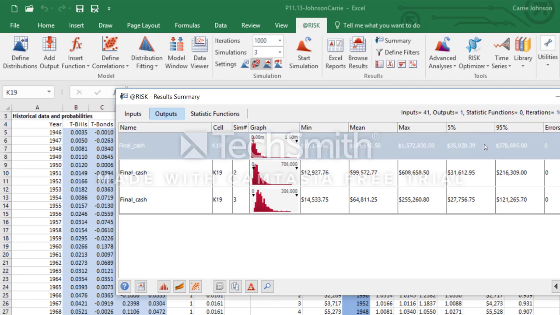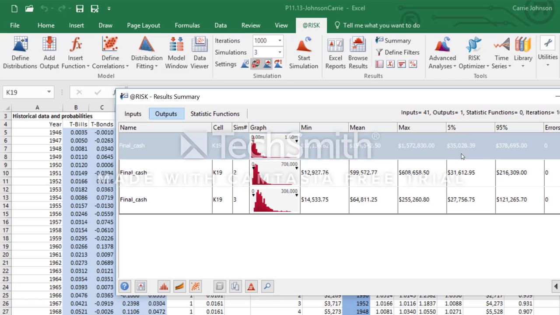As the book referred to, though, the 5th percentile is a bit concerning in that this is estimating about $35,000 as a result, and given that the customer is investing $40,000 in today's dollars, that would actually represent a loss.